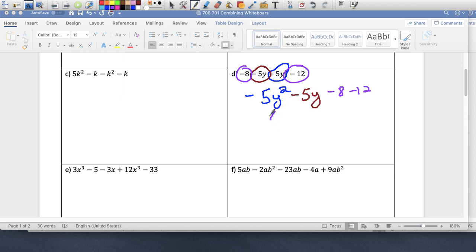So this, there's nothing to do, so that's done. That's done, but this I have to add together. -8 plus -12 is going to give me negative 20. So let me write the final answer: negative 5y squared minus 5y minus 20.